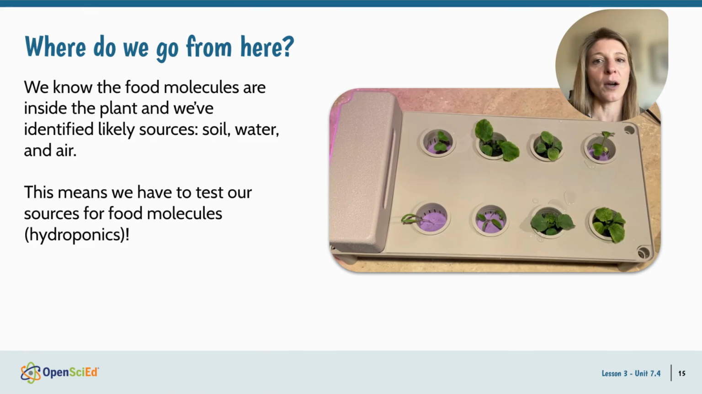All right, so where do we go from here? By the end of lesson 1, the students have essentially trapped themselves in a logic puzzle. They know that the food molecules are inside the plant, and they've identified the likely sources: soil, water, and air. But this motivates our next lesson because students will realize that they can't move forward until they check these sources. If a plant is getting fat or sugar from soil, then we should be able to find fat or sugar in the soil. And this directly leads us to our next step, which is going to be what happens in lesson 2, testing our suspects, soil and water, for food molecules.